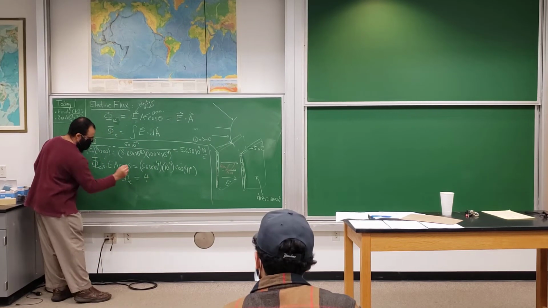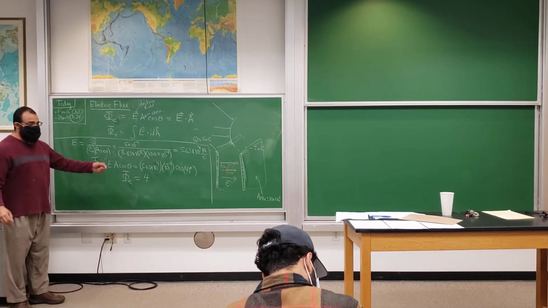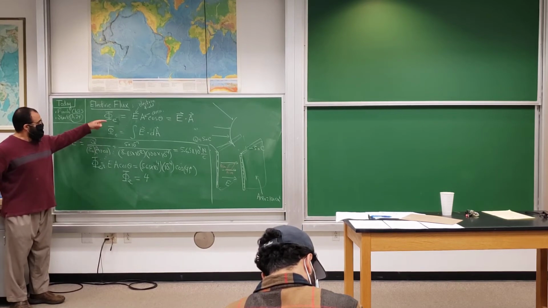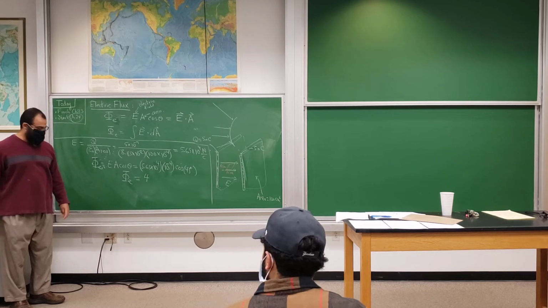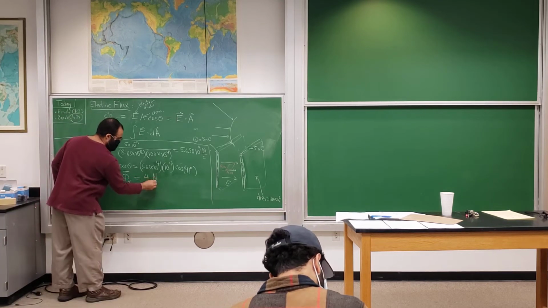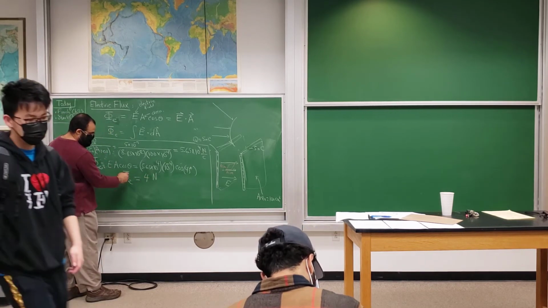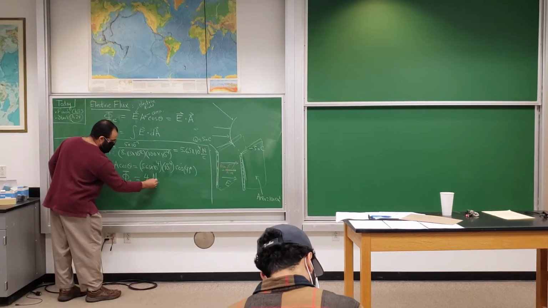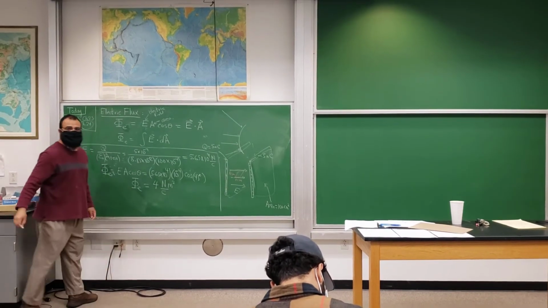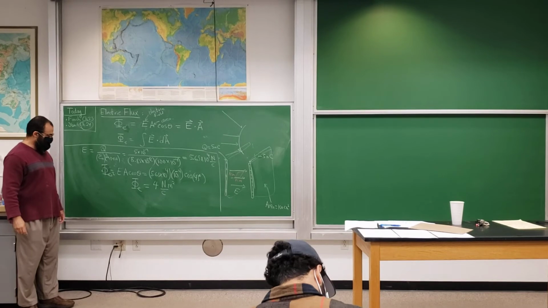Now, what are the units? I didn't mention that, but can we tell? Newtons meters squared over coulombs? Yeah, the electric field is newtons per coulomb, and the area is meters squared, so yeah, correct, that's right.